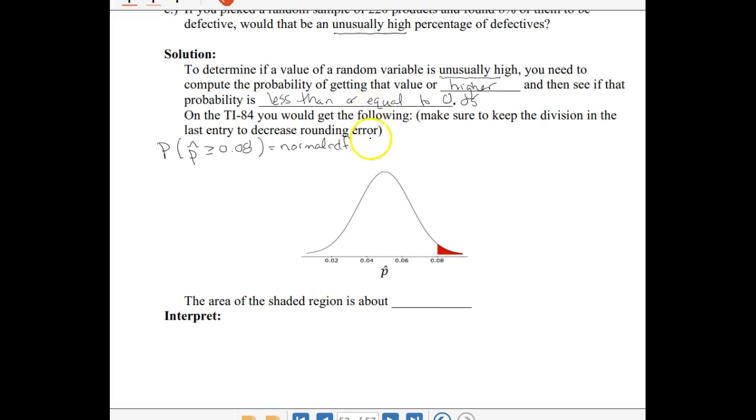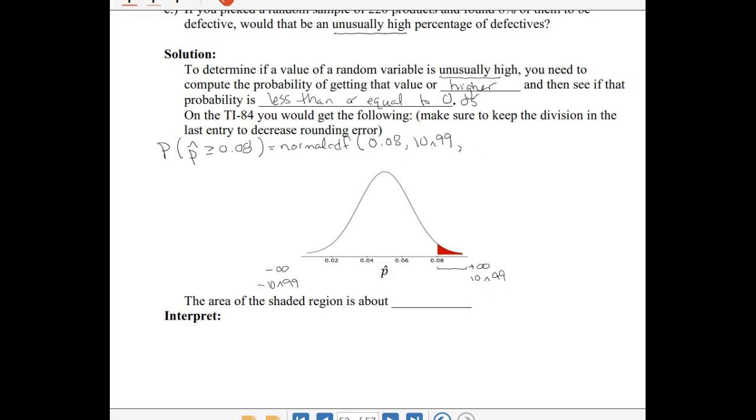And so we're going to use normal CDF from 0.08 out to infinity. Again, the proportions themselves can only range from 0 to 1, but this mathematical model that we use to approximate these probabilities, that axis for the model runs from negative infinity, which we use negative 10 up arrow 99, to positive infinity, that we use 10 up arrow 99. So in this case, our tail starts at 0.08 and runs out to infinity, so 10 to the 99.